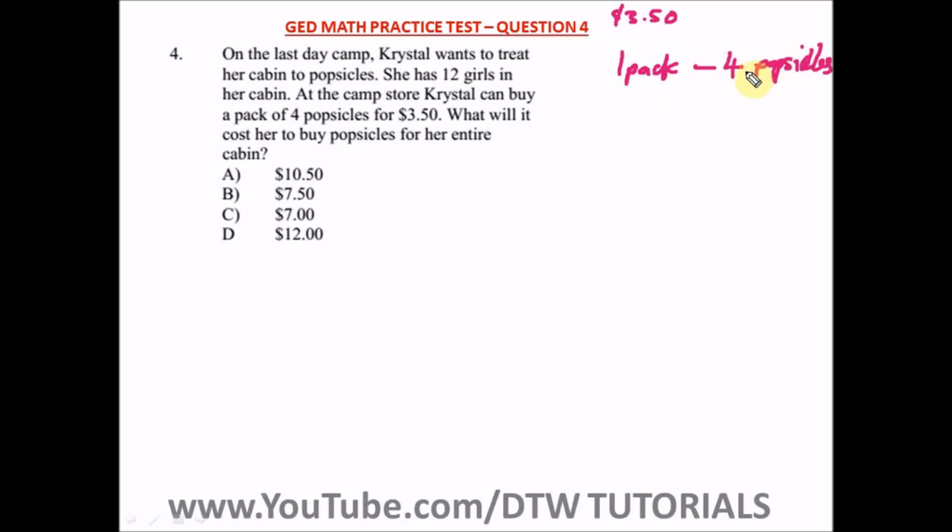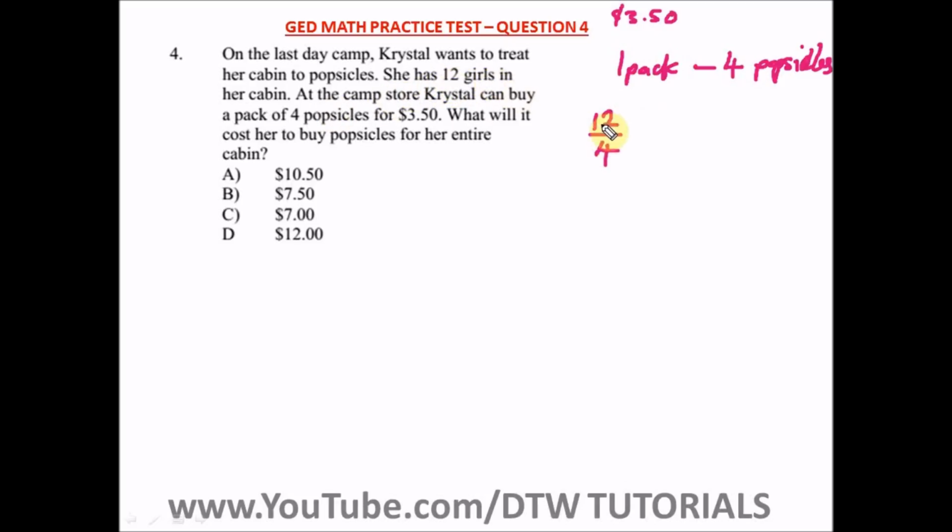Now how many packs would be enough for the 12 girls? Since one pack is 4 popsicles, all we need to do is say 12 divided by 4. Since one pack is made up of 4 popsicles, we just divide 12 by 4 to know how many packs she can get for 12 girls.